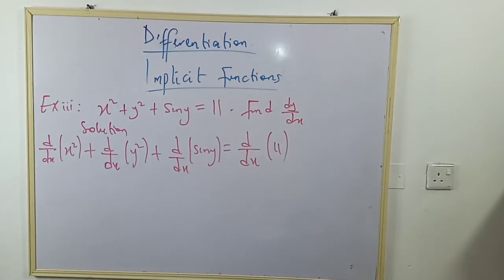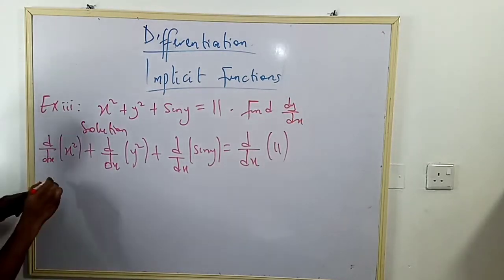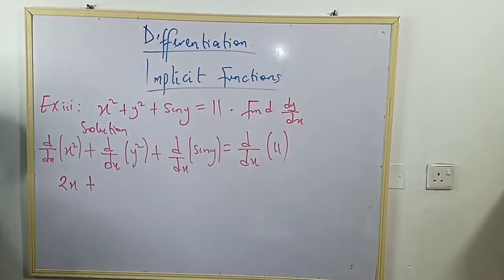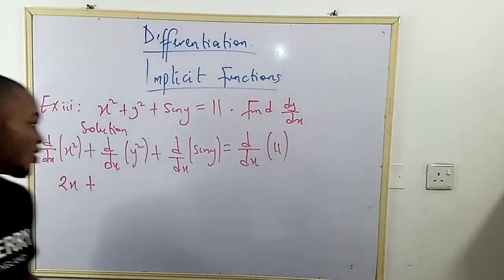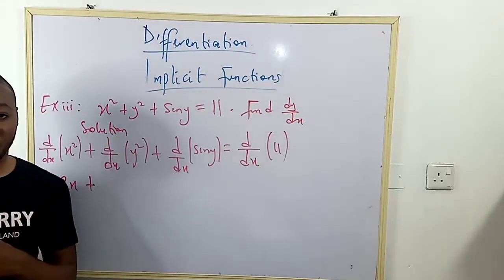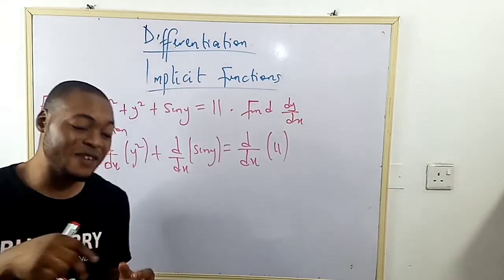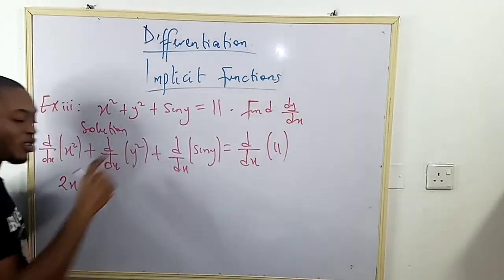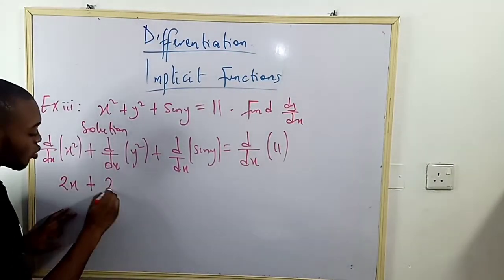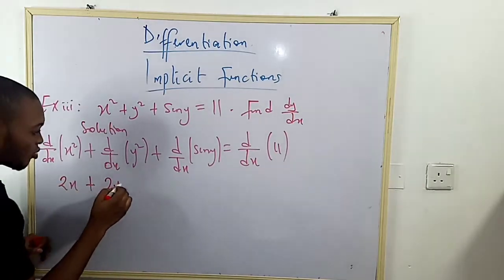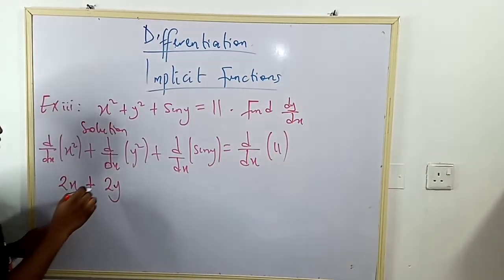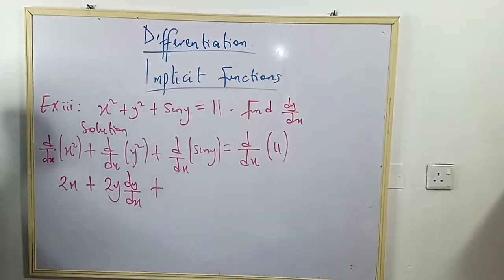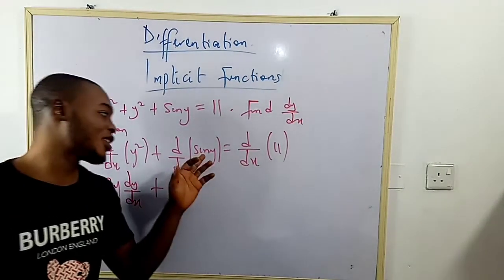Differentiate x squared with respect to x, and that's 2x, plus differentiate y squared with respect to x. Remember what I told you the other time: y squared is a function of y, and y itself is a function of x. That means a function of another function. First, you differentiate y squared with respect to y, and that will be 2y times you now differentiate y again. The derivative of y is dy/dx. Plus, here we have sine y.